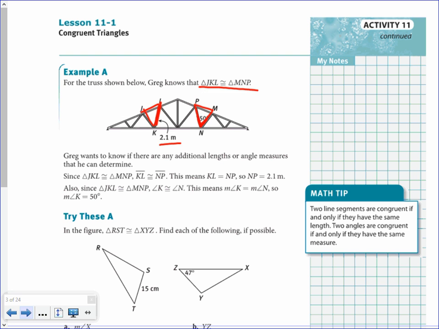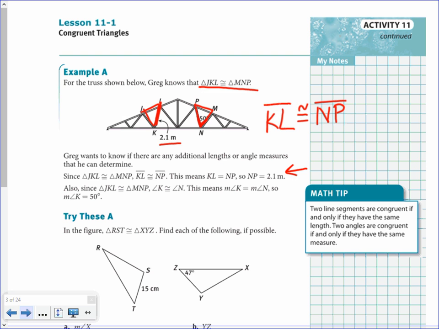Since our triangles are congruent, we can look, JKL has one side length of 2.1, and so that side length KL. So KL is going to correspond to NP, which means that they have to be congruent. And so if KL equals 2.1 meters, that means that NP is also going to equal 2.1 meters. And so that's what this sentence says.